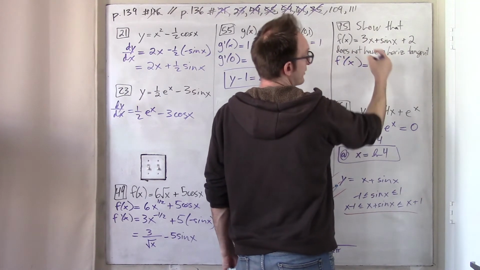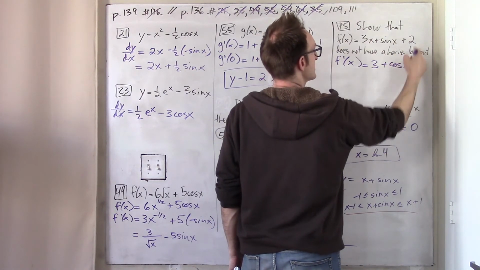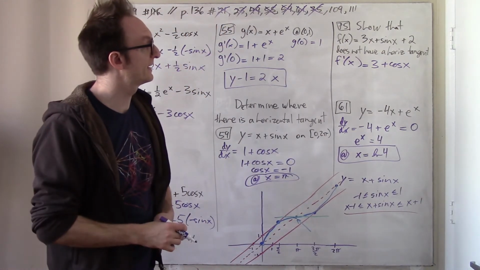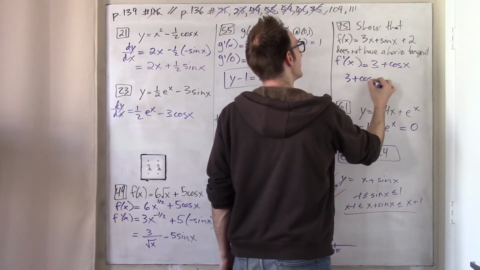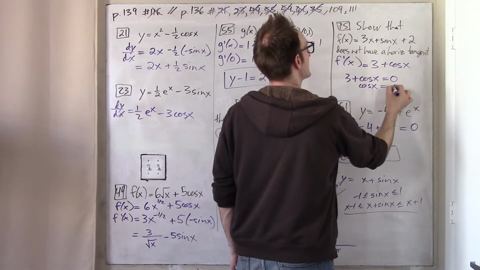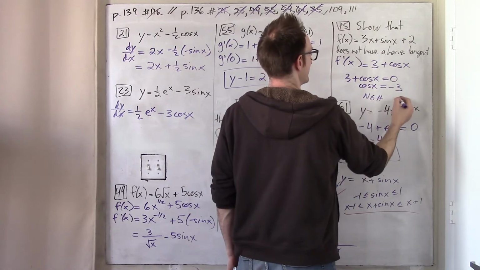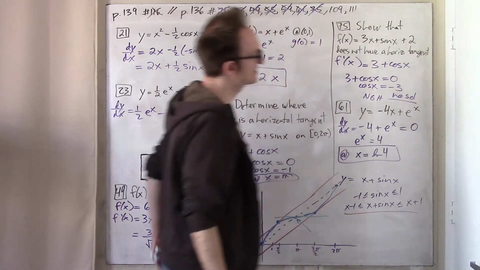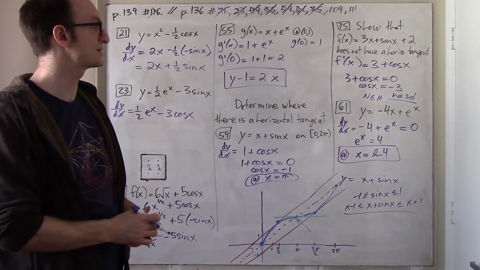The derivative of 3x is just 3, the derivative of sine x is cosine x, and the derivative of 2 is 0. So I just have to show that this derivative is never 0. Well, I'll just set the derivative equal to 0, and suddenly I have the equation cosine x equals negative 3. Well, that's just not going to happen. So this equation has no solutions, which means that this derivative is never 0, which means that there's no horizontal tangent line.